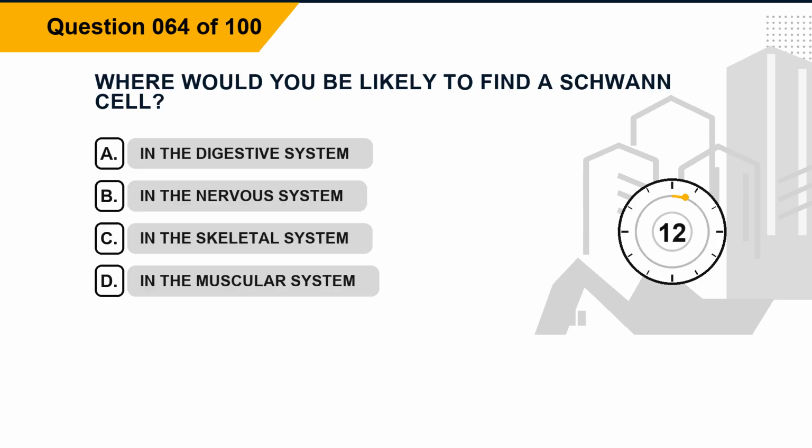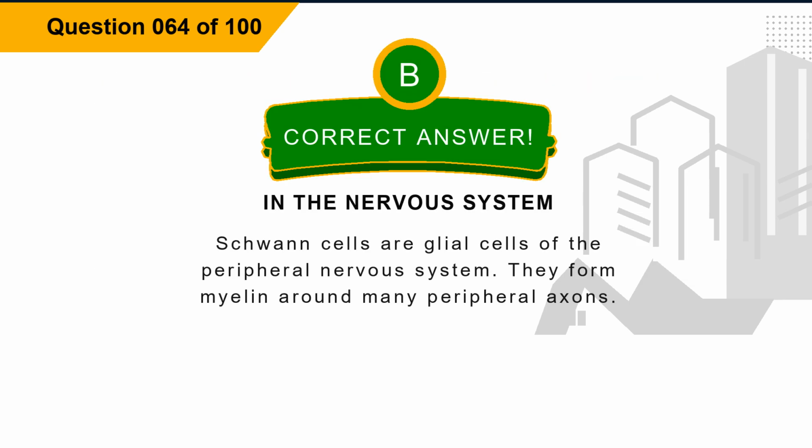Question 64. Where would you be likely to find a Schwann cell? Option A, in the digestive system. Option B, in the nervous system. Option C, in the skeletal system. Option D, in the muscular system. The correct answer is option B, in the nervous system. Explanation: Schwann cells are glial cells of the peripheral nervous system. They form myelin around many peripheral axons.